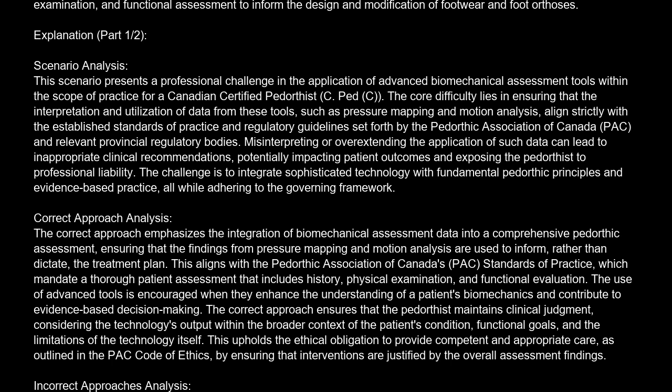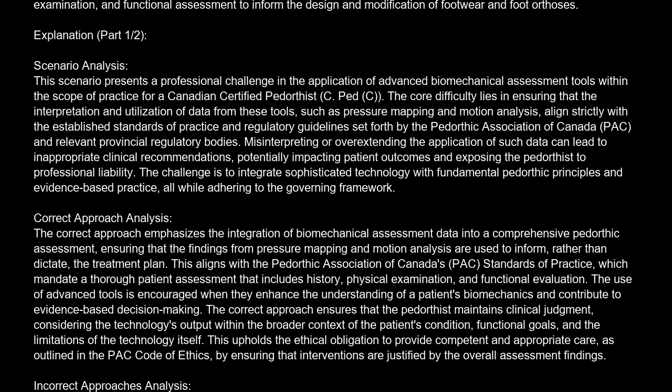The core difficulty lies in ensuring that the interpretation and utilization of data from these tools, such as pressure mapping and motion analysis, align strictly with the established standards of practice and regulatory guidelines set forth by the Pedorthic Association of Canada, PAC, and relevant provincial regulatory bodies. Misinterpreting or overextending the application of such data can lead to inappropriate clinical recommendations, potentially impacting patient outcomes and exposing the pedorthist to professional liability.